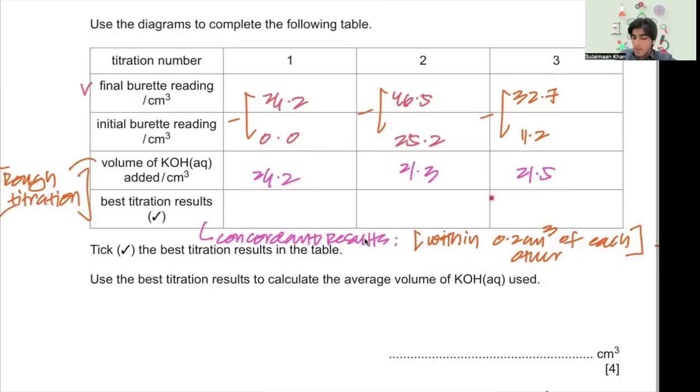But even if they weren't within 0.2 cm cube of each other in the exam, you had to check which of the two are closest to each other. So out of these three, which of the two are closest to each other? That's 2 and 3. So I'll tick this and this.